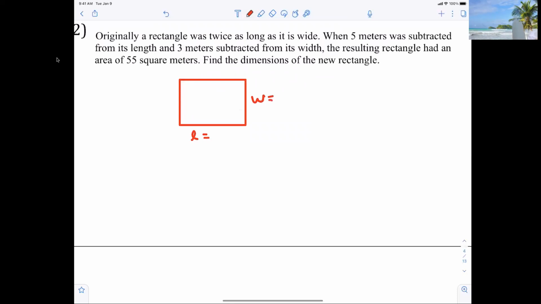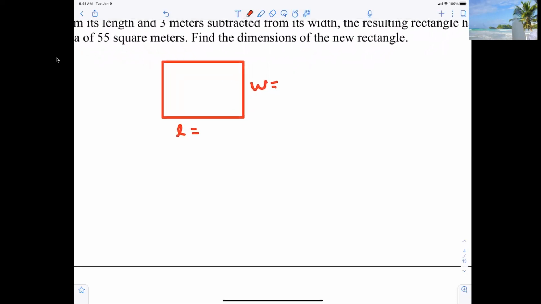So if we wanted to, we can leave it as W and 2W for length, but it's totally up to you. When there's a direct relationship right off the bat, a lot of times I just like to put X and what? 2X. But if you wanted to, you could just say the length is what? 2W, right? Those are your options. Everybody okay with that?